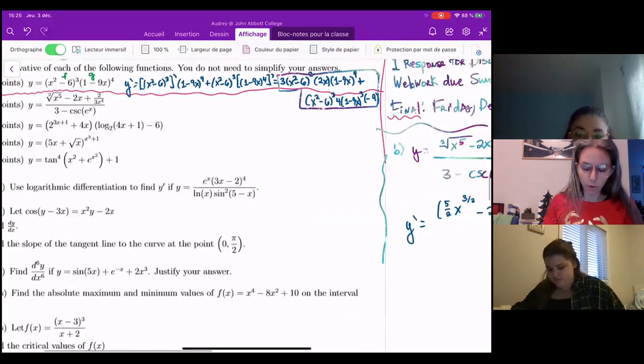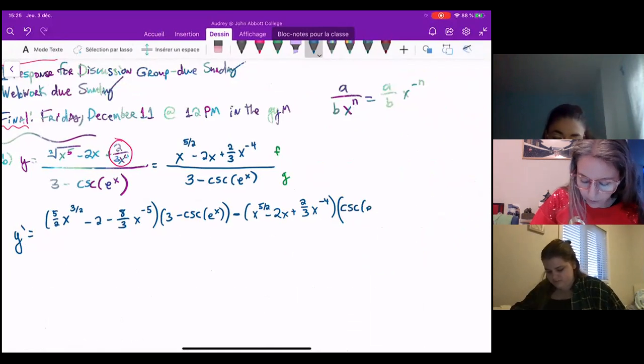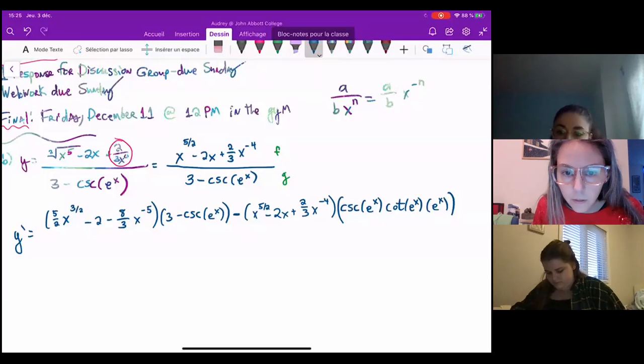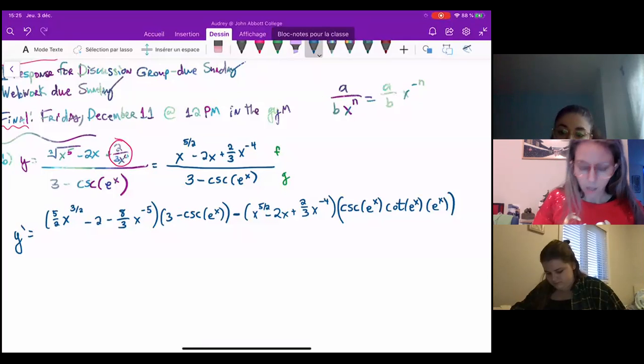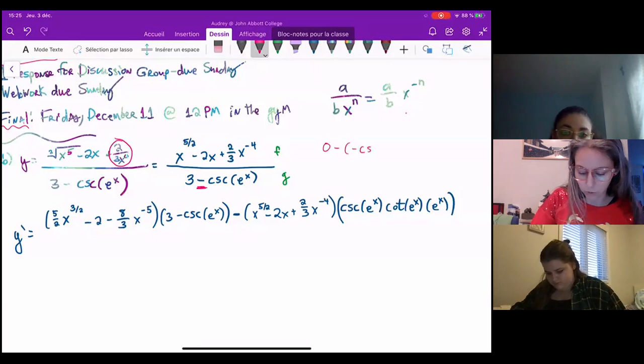Okay, all right, so a lot of you have gotten there, so I'm going to write the answer. It is cosecant of e to the x, cotangent of e to the x times e to the x. And it is, okay, so yeah, there's two things. The minus went to the fact that it was being subtracted. So it ended up being 0 minus negative. So the two negatives ended up canceling each other out.